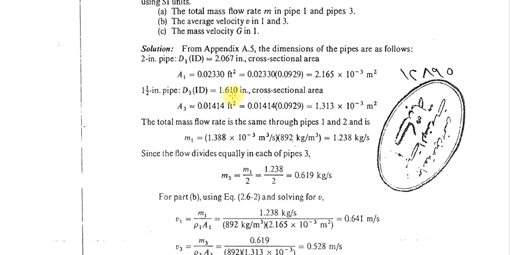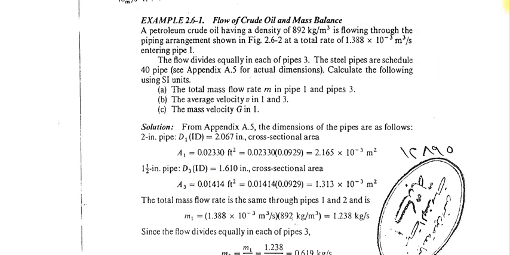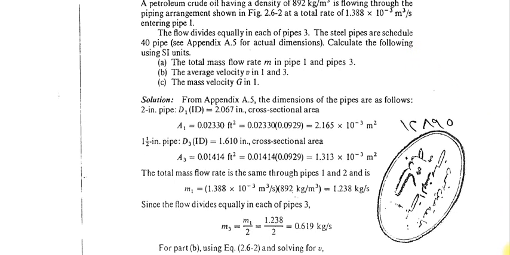So once you know the cross sectional area A, then here density is given. This is the density, 892 kg per meter cube. This is the rho, because we assume that there is no temperature change and crude is an incompressible fluid, so density will not change. So this will be the same in all three pipes. Now rho is given, A is given, and this is the volumetric flow rate V.